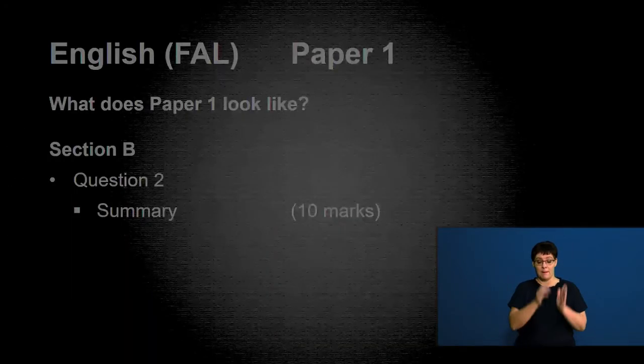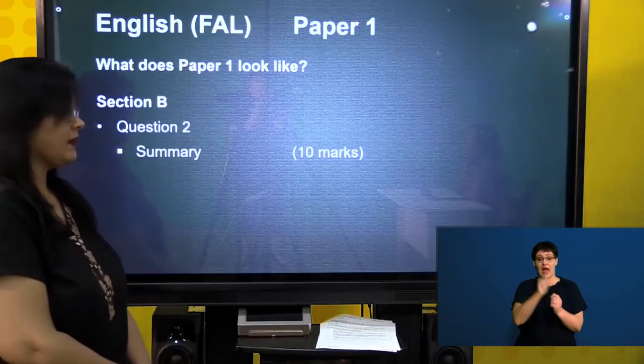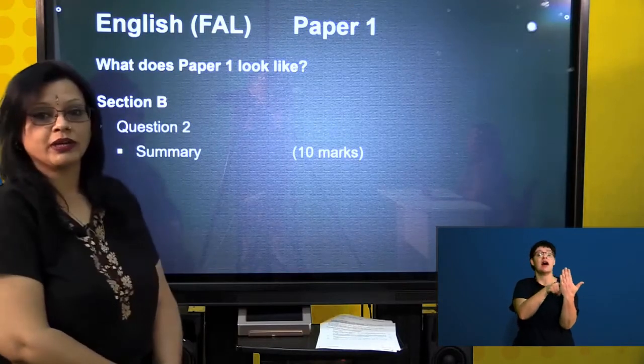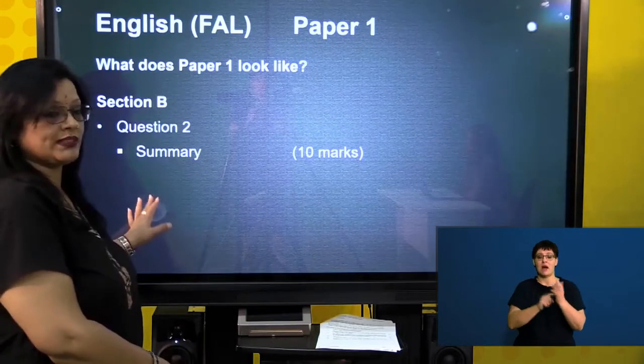Section B is question 2. This is the summary question, where you are given a text again and you are expected to summarize it into 7 points. This question is worth 10 marks.